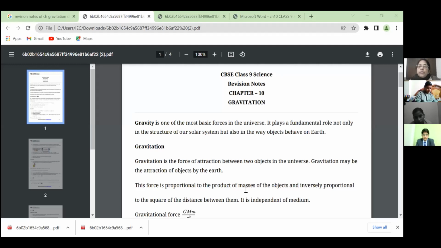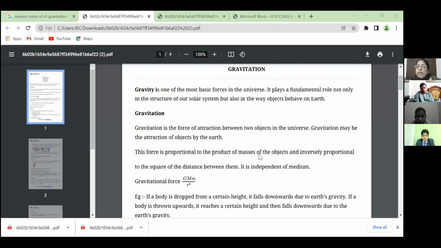Continuing, we are doing the revision today of the gravitation chapter. Gravity, as you all know, is one of the basic forces in the universe. It plays a fundamental role not only in the structure of our solar system, but also in the way objects behave on the earth. What is gravitation?